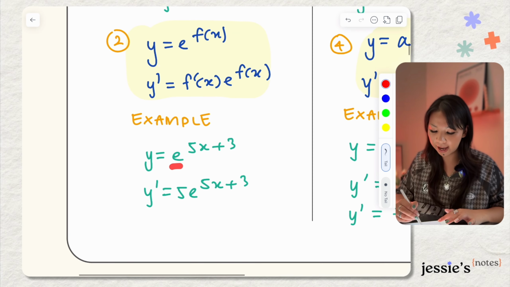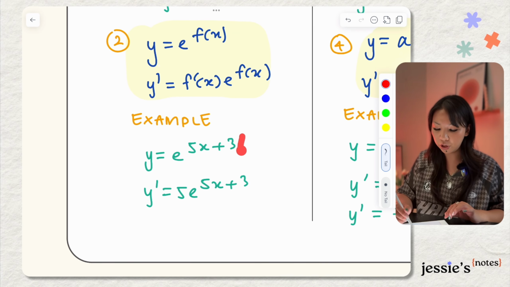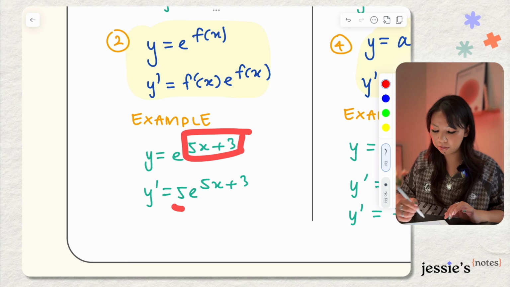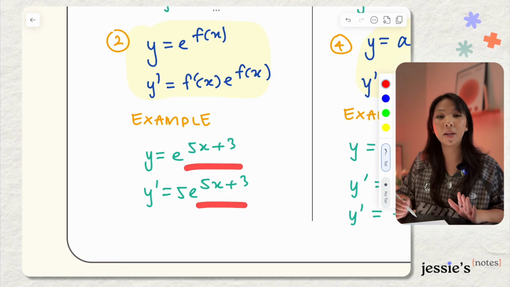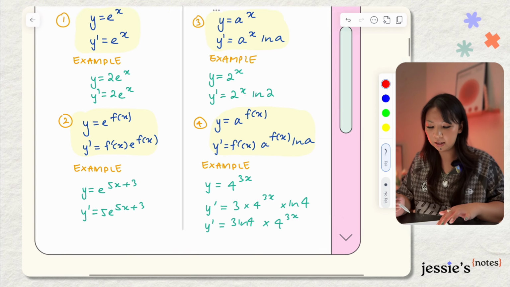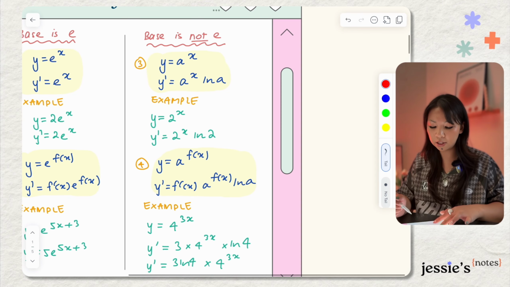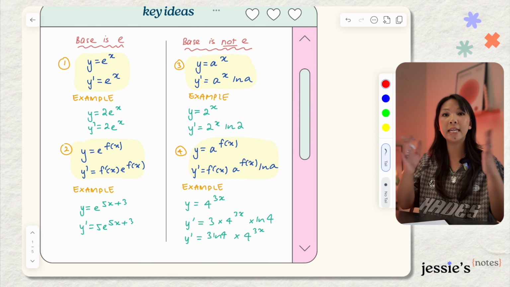So for example, if I had e to the 5x plus 3, what you're going to do is you're going to take the derivative of the power that comes to the front, and then you literally copy and paste. Great. Let's look at the next one. So these next two are for when the base is not e.